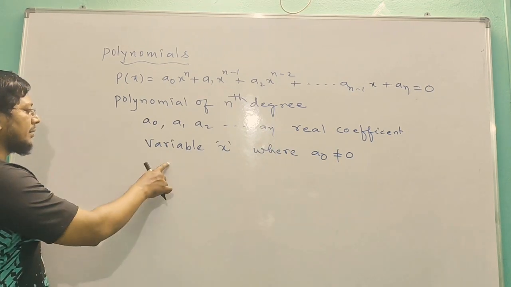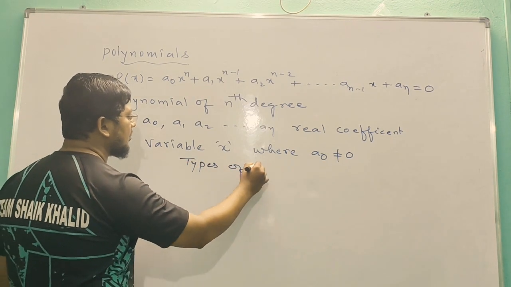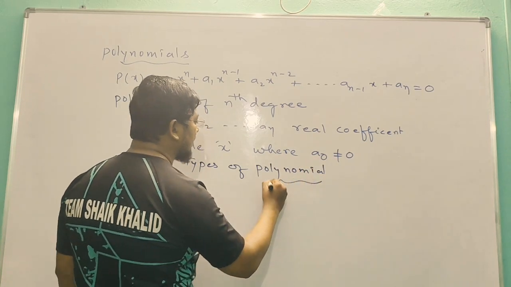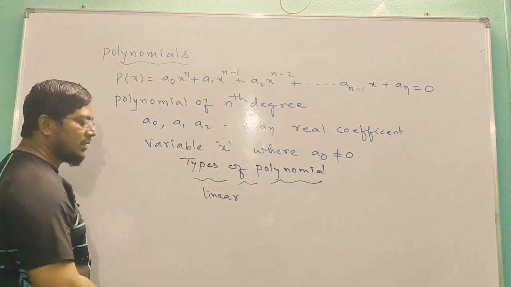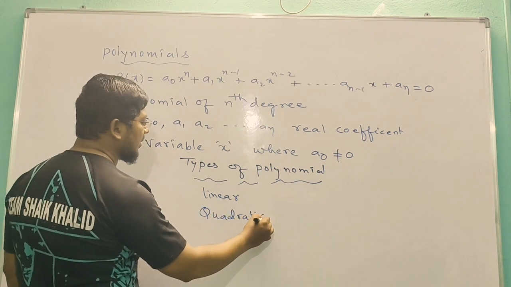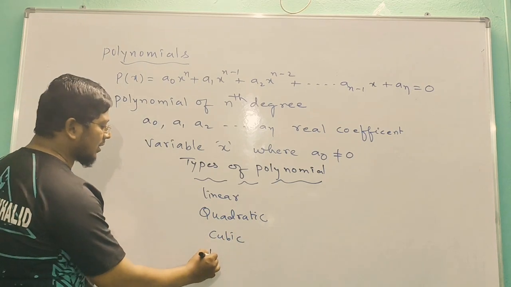Now let us see the types of polynomial. The first one is linear. The second one is quadratic. Third one is cubic. Fourth one is biquadratic.